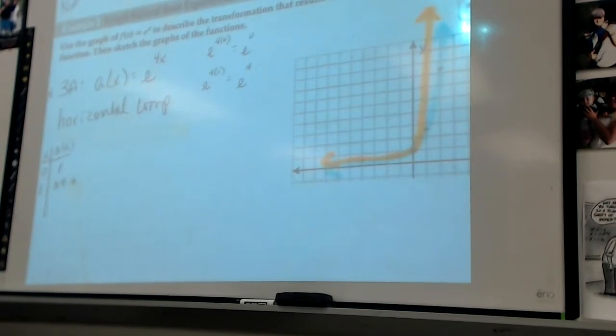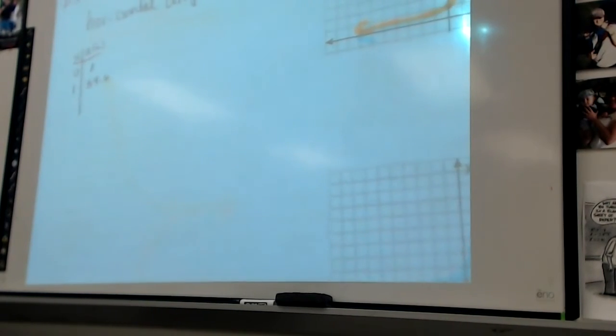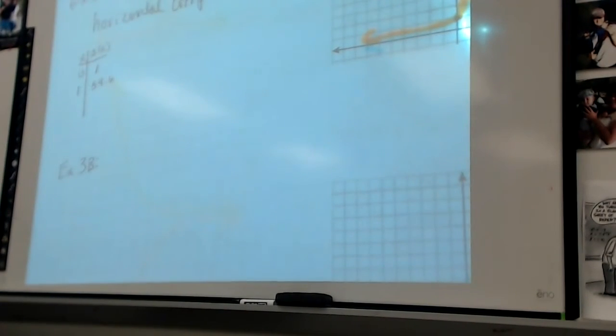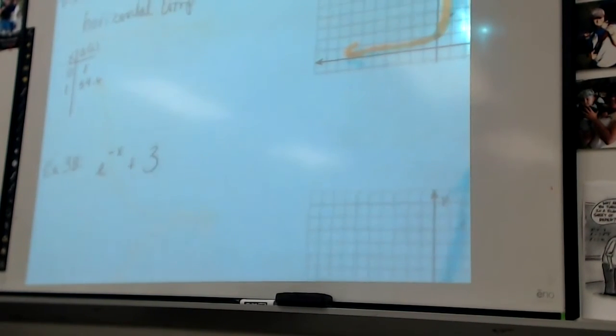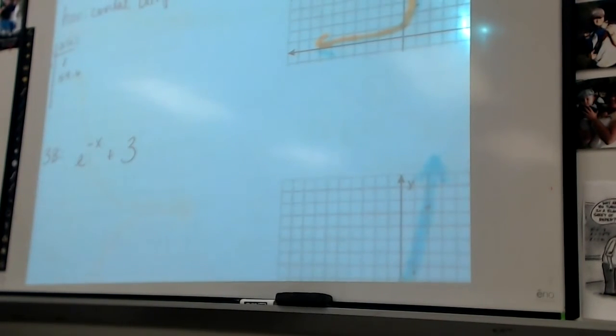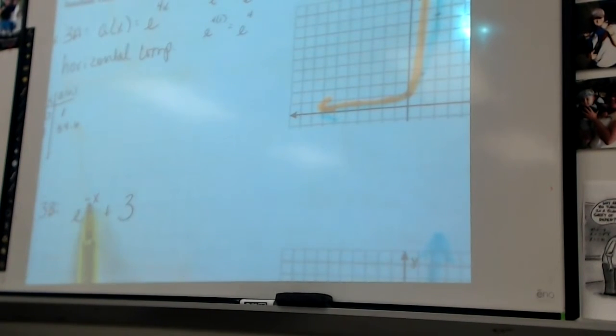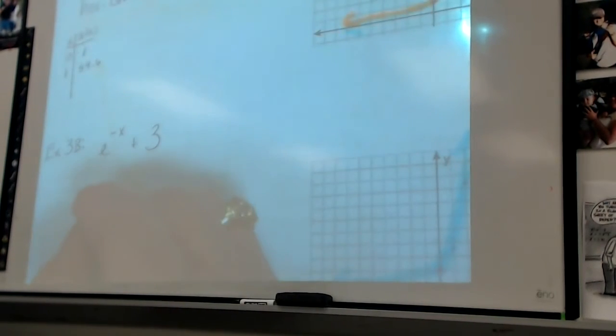Okay. All right. Now let's look at example 3b. And we've got hopefully just enough time. e to the negative x plus 3. Now we can do this one without a table. How many transformations do you see here? 2. What does this one mean? Reflection over y. Reflect over y, and what does this one mean? The plus 3. So it's going to go up 3. So reflect over the y-axis, and I'm just going to put up 3.